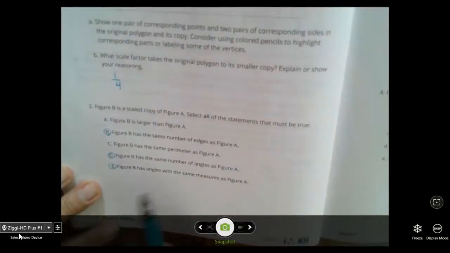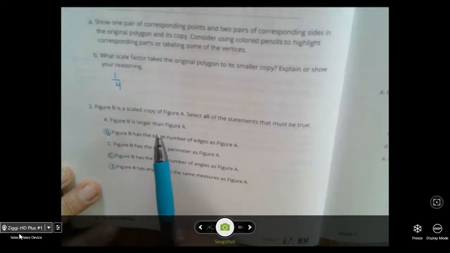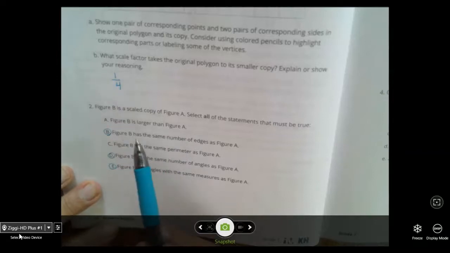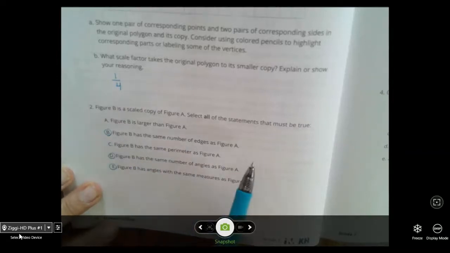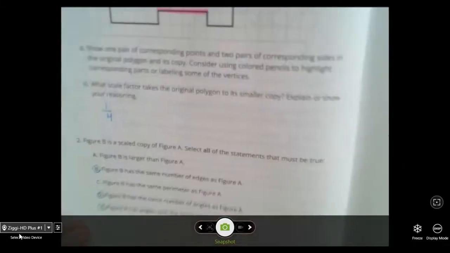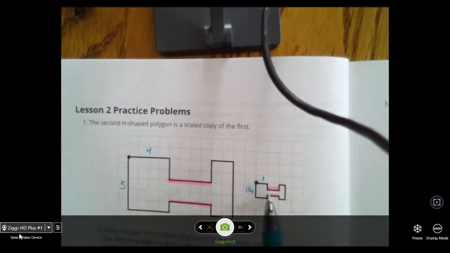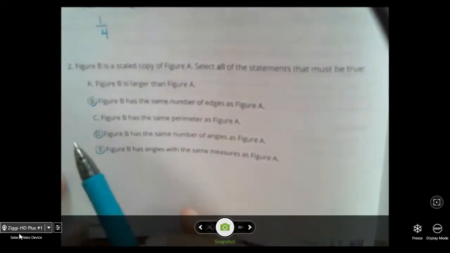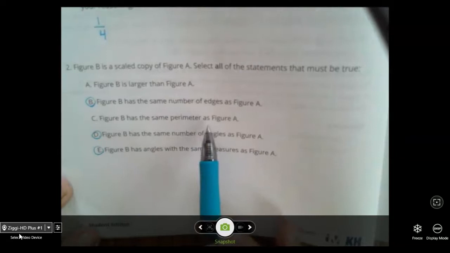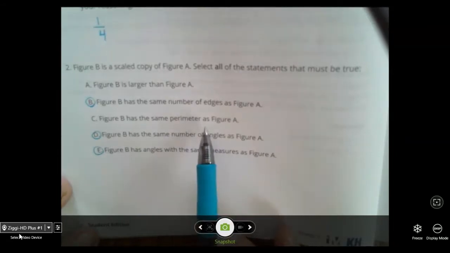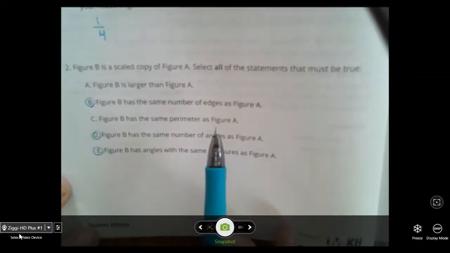Next one says figure B is a scaled copy of figure A. Which ones must be true? Figure B is larger. Well, no, it could be the same, it could be smaller, so that's not true. Figure B has the same number of edges. Yes, in a scaled copy, each one has the same number of edges because they have to be the same shape. Now come down. Figure B has the same perimeter. Well, no, they're not going to have the same perimeter unless they're the same shape. It could be true, but it won't always be true.